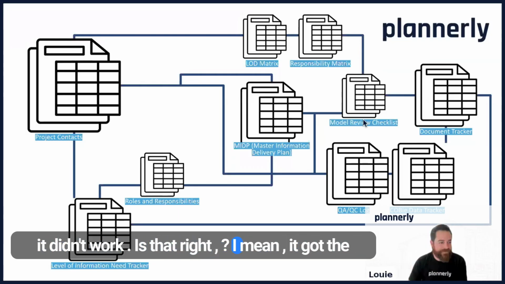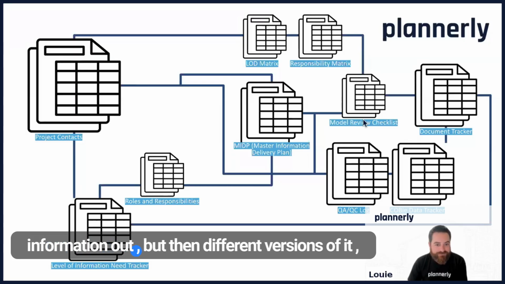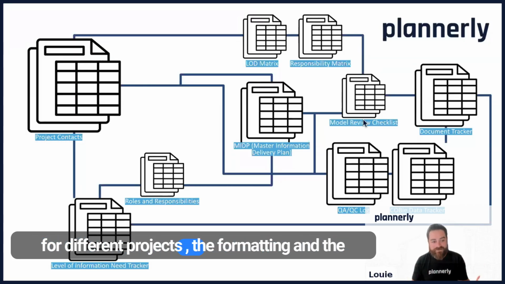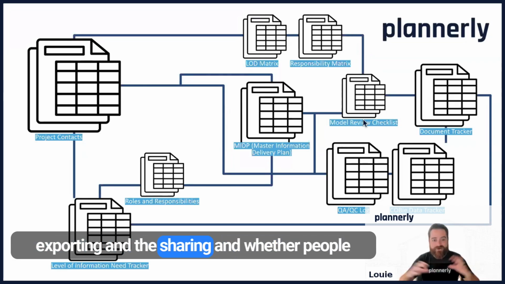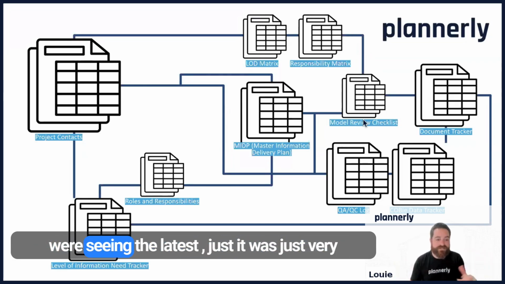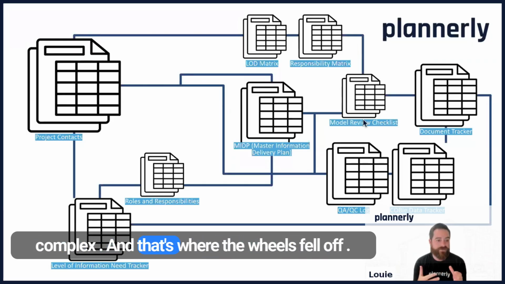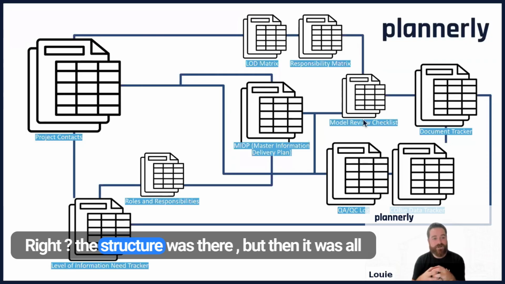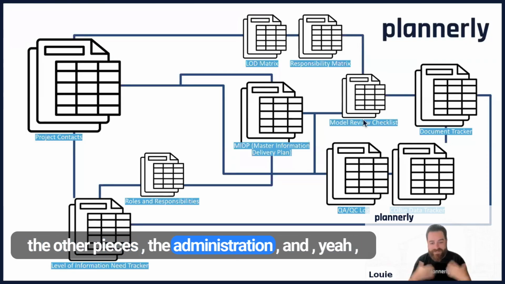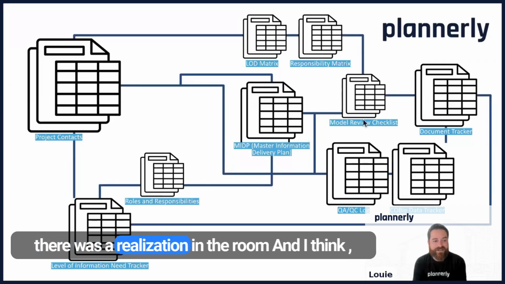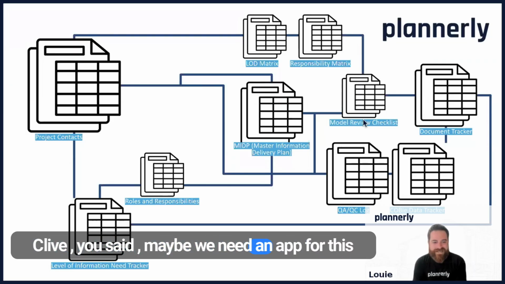Is that right? I mean, it got the information out, but then different versions of it for different projects, the formatting and the exporting and the sharing, and whether people were seeing the latest, it was just very complex. And that's where the wheels fell off, right? The structure was there, but then it was all the other pieces, the administration. And yeah, there was a realization in the room. And I think, Clive, you said, maybe we need a nap for this.